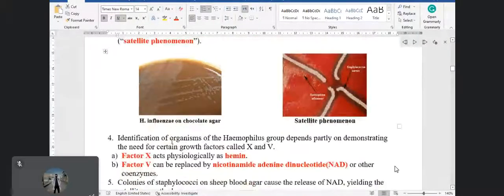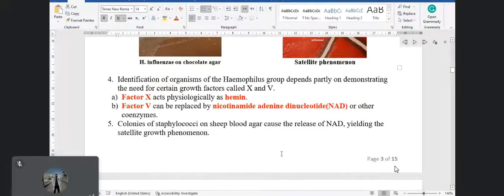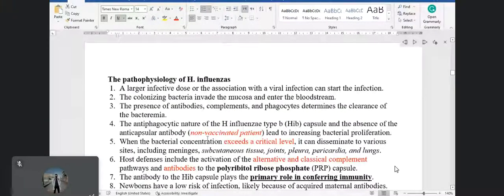So as a major point, this bacteria will require two factors. The first is the X factor, which actually supplies the heme. And the second is the V factor, replaced by nicotinamide adenine dinucleotide, or sometimes even other coenzymes. Now, let's discuss the pathophysiology.